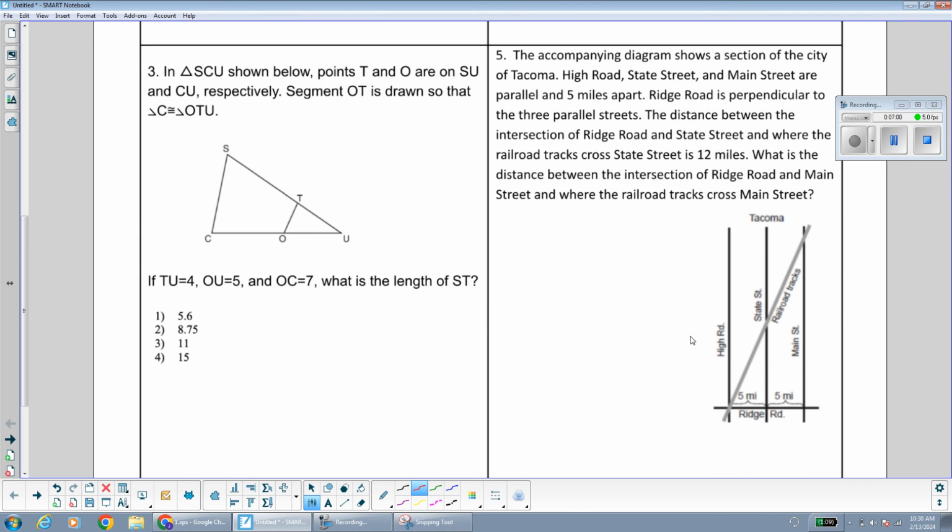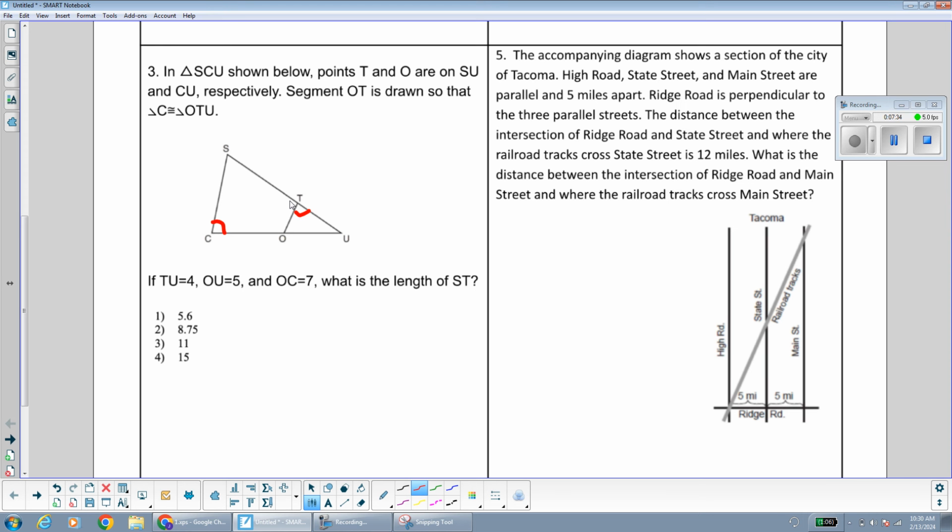Okay, this one was a little bit difficult because you might not see what corresponds if you don't draw the triangles facing the same way. The two triangles, the big triangle and the small triangle inside of it, are not facing the same way, even though it might seem like they are. The question does tell us that angle C is congruent to angle OTU. Since those are congruent, they have to correspond to each other, because when we have similar triangles, the corresponding angles are congruent.